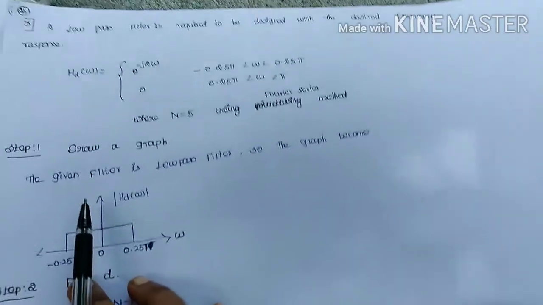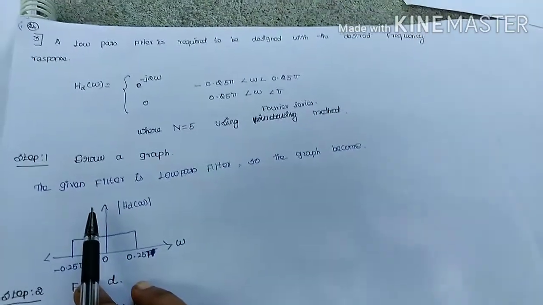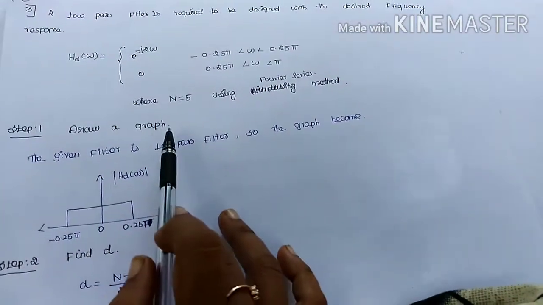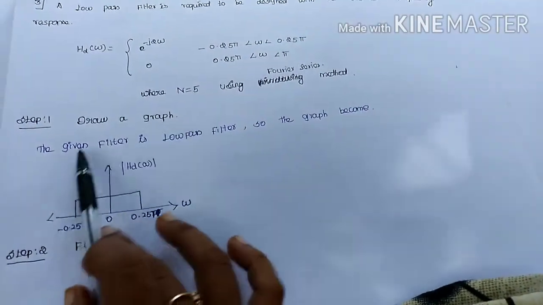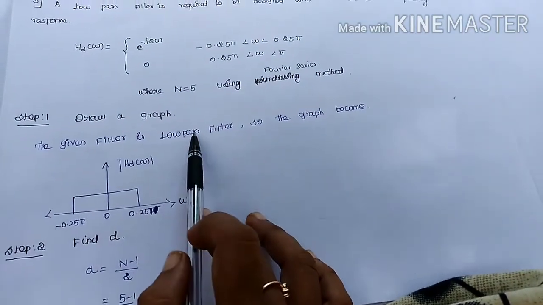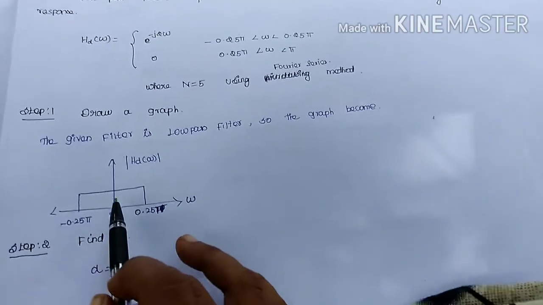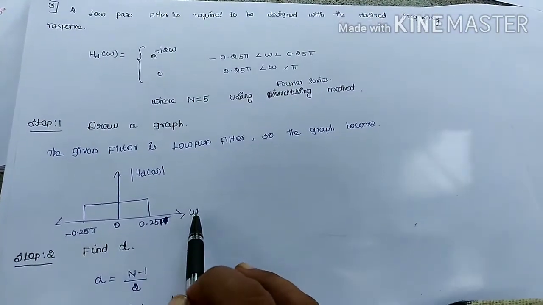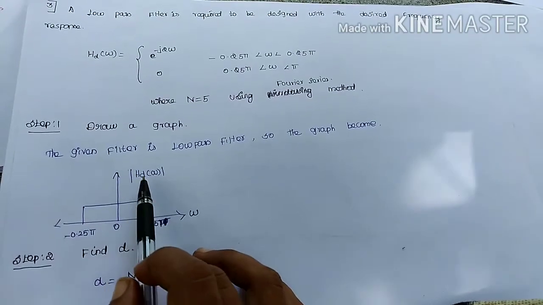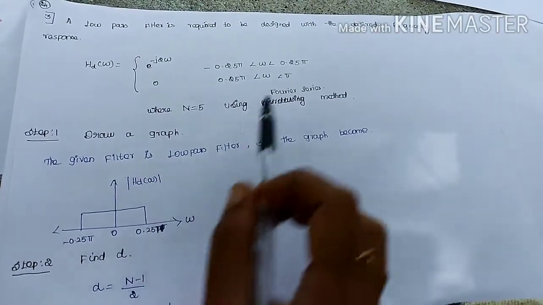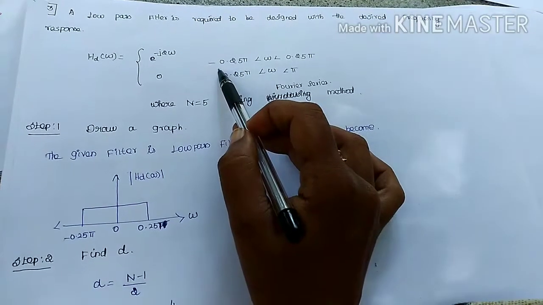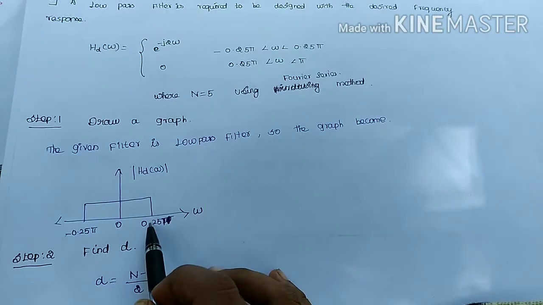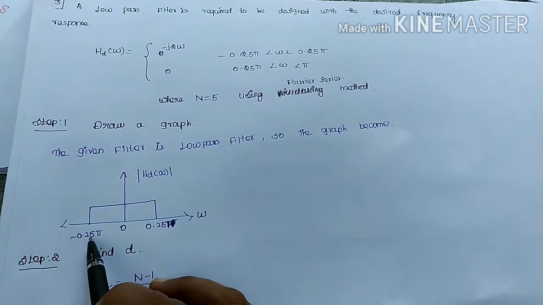Step number 1 is to draw a graph. The first step of this problem is always to draw a graph. The given filter is a low pass filter, so the graph becomes the basic low pass filter graph. In the graph, the x axis contains omega and the y axis contains Hd of omega. Our problem contains the limit minus 0.25 pi to 0.25 pi, so I write 0.25 pi and minus 0.25 pi.